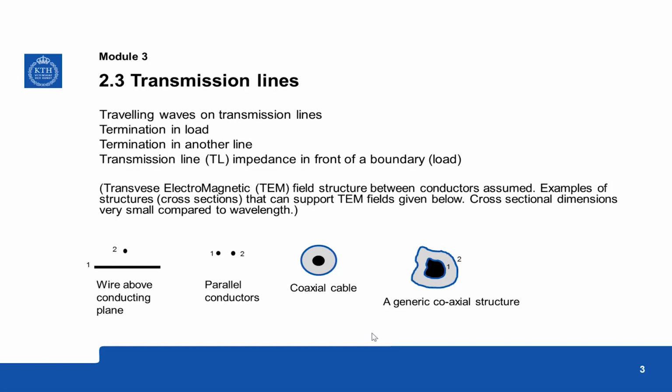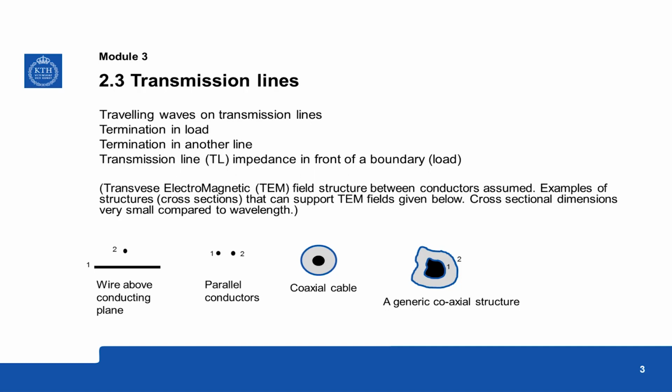What will happen when transmission lines are terminated in a load, and what will happen when transmission lines are terminated in another line. And also, we will look into expressions for transmission line impedance in front of a boundary, that is, in the presence of multiple reflections.